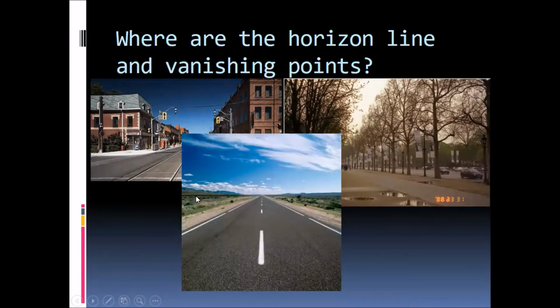Okay, and last example, we could see the horizon line is very visible. So we could see the sky, the ground, and the vanishing point is right in the middle of the picture because the lines on the road all point to that same spot.